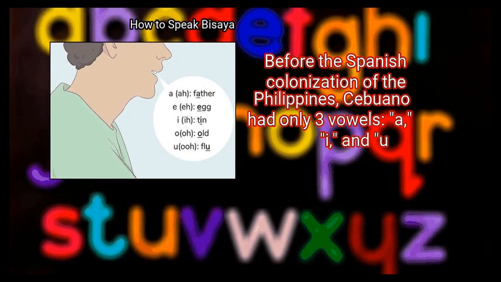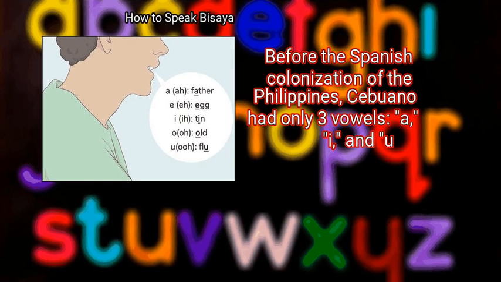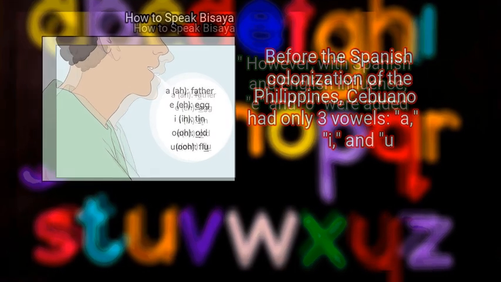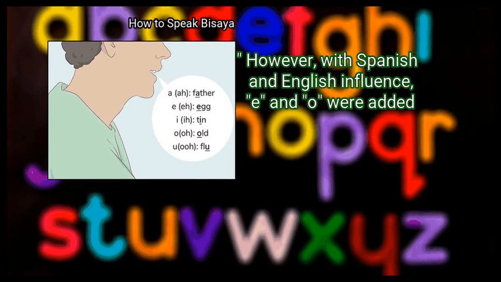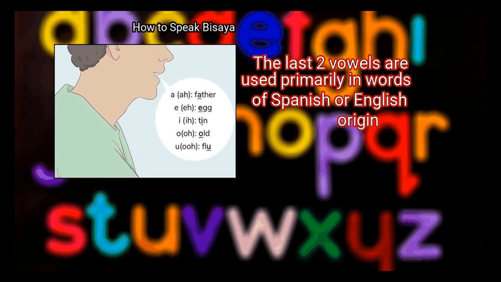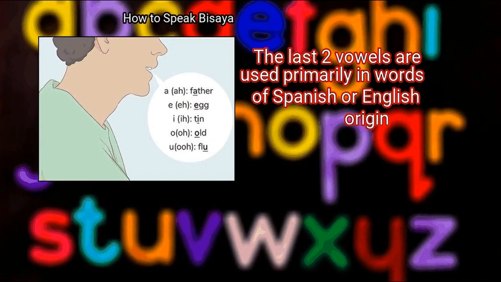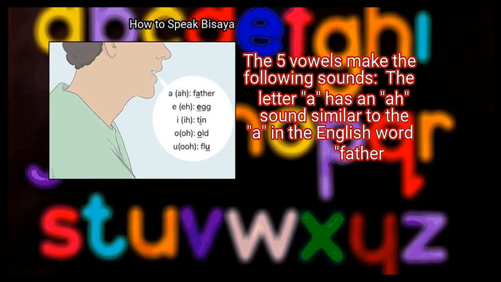Before the Spanish colonization of the Philippines, Cebuano had only 3 vowels: A, I, and U. However, with Spanish and English influence, E and O were added. The last 2 vowels are used primarily in words of Spanish or English origin. The 5 vowels make the following sounds.